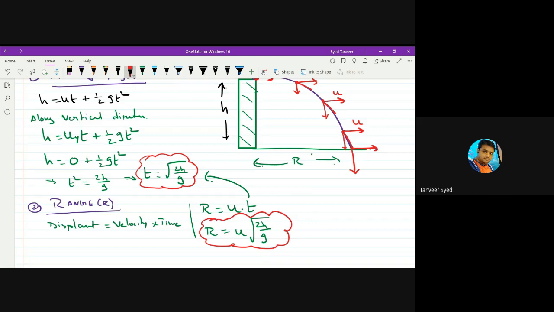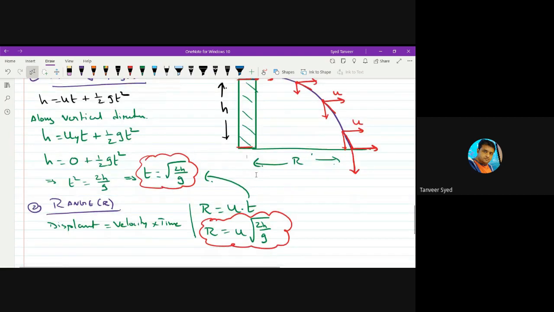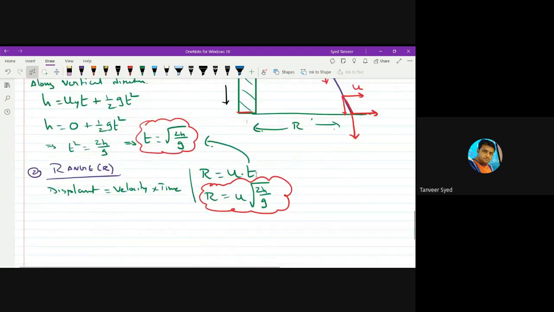These are the formulas for time of flight and horizontal range for a horizontal projectile. There is no need for formula for maximum height, because the height of the tower or height of the building from where you are throwing, that itself is the maximum. You get these two things here, time of flight and range for a horizontal projectile.